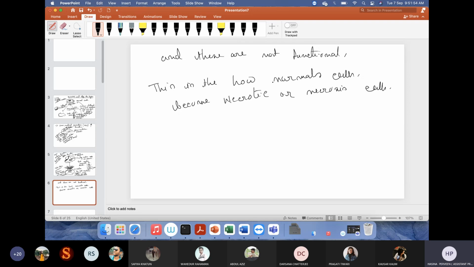Okay, so this is the total process of normal cell to necrotic cell formation, and these are the definitions of necrosis. But here we discuss the different types of necrosis: how many kinds of necrotic cells occur in different organs and different parts.